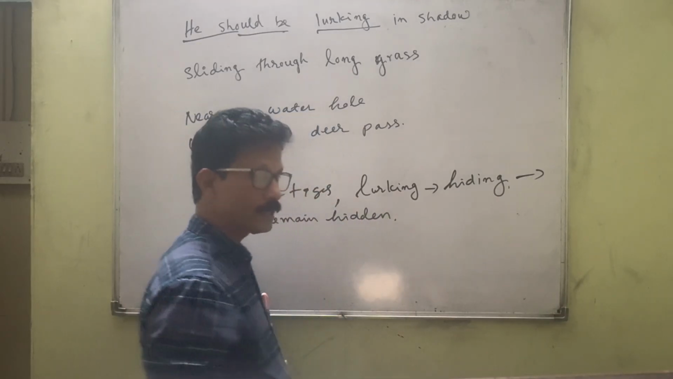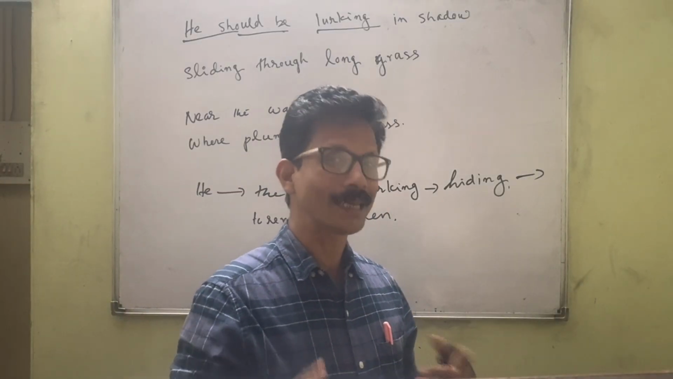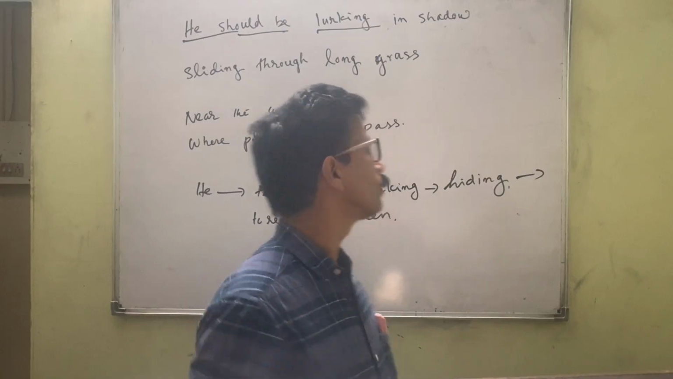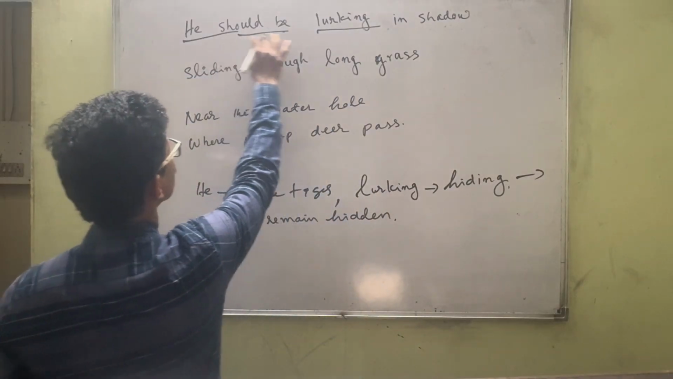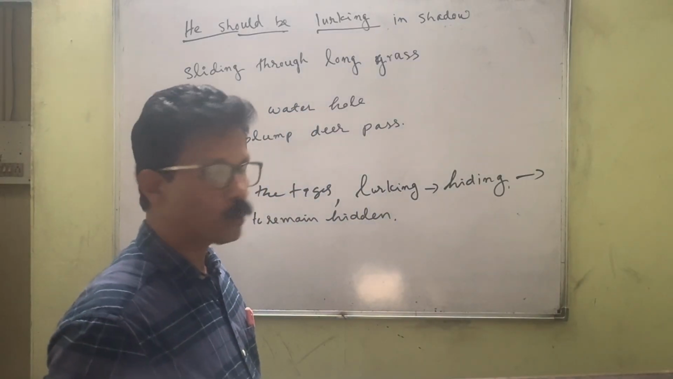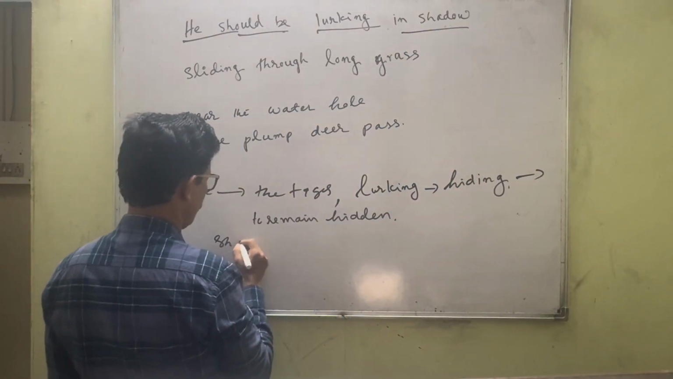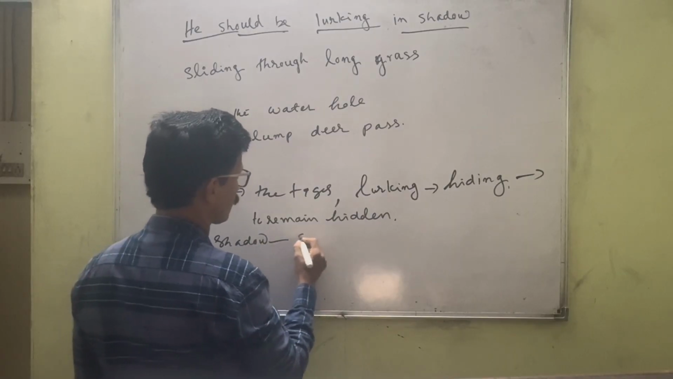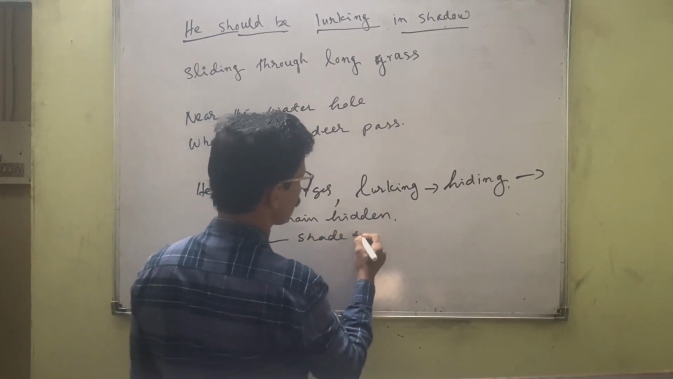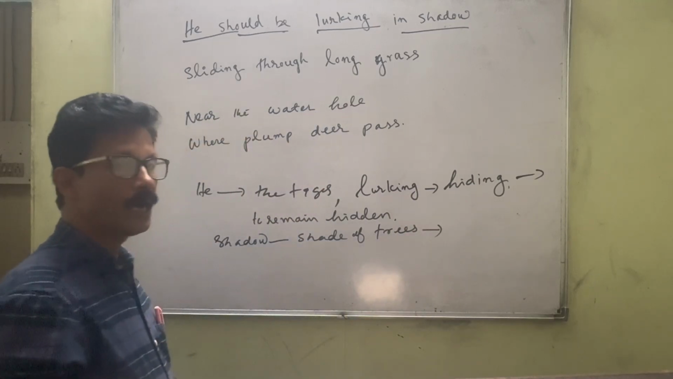If the tiger had not been caged, if the tiger had not been locked up, he should be lurking in shadow. Shadow means what? Shadow of the trees. I mean shade of trees. He should be hiding.